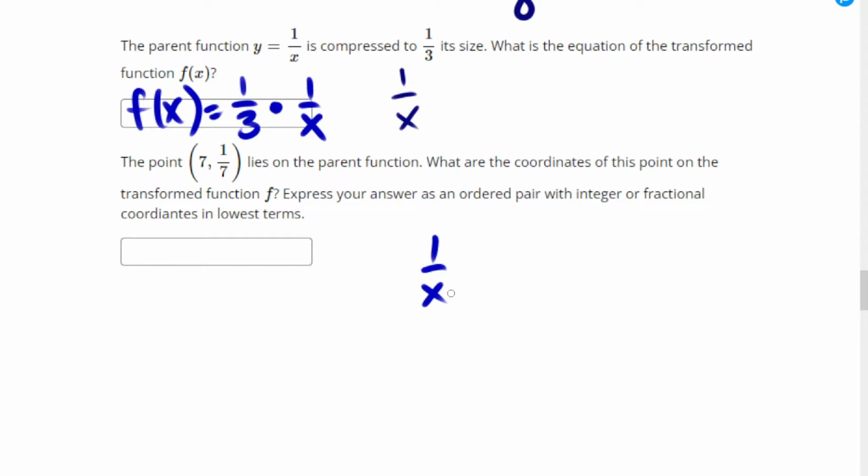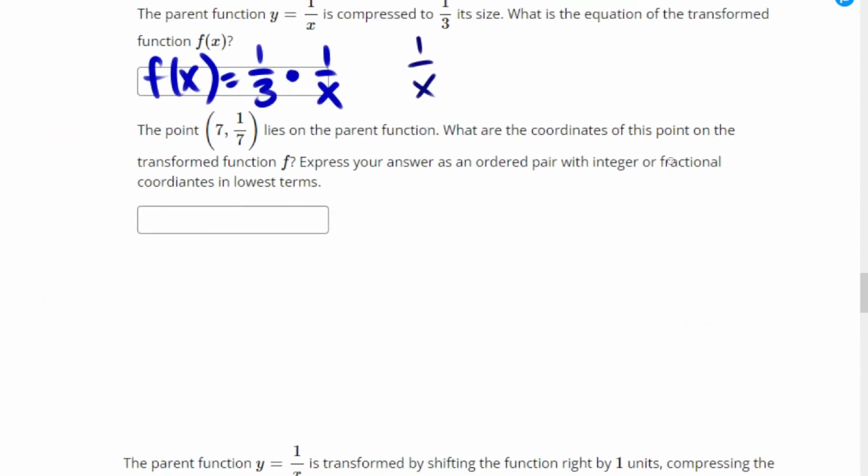Hold on. Oh, is it the same problem? Give me just a second. Now I'm confused. Okay, yeah, they're the same problem. I just, sometimes when I copy and paste them over, I get confused. Let me just grab a different color. We'll come back over here.